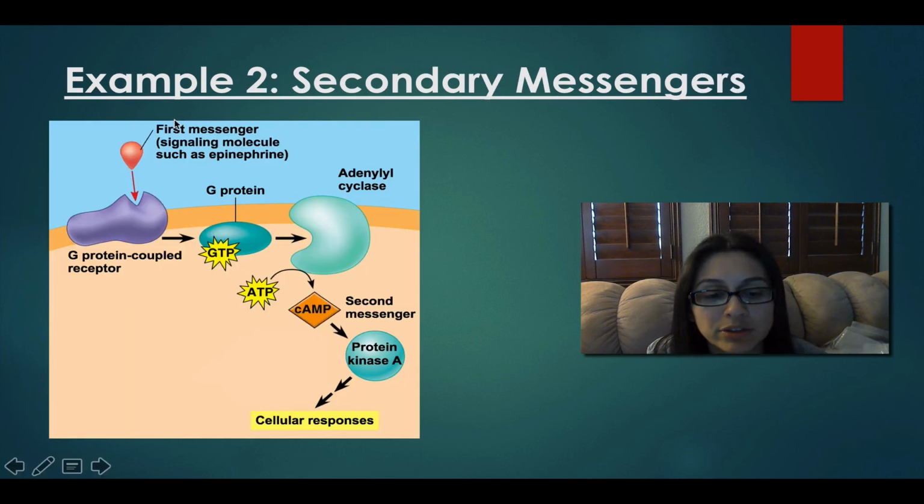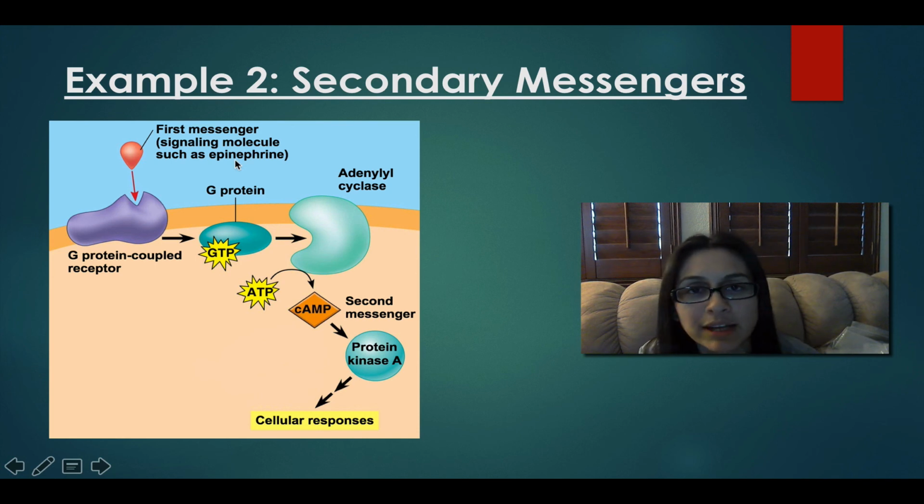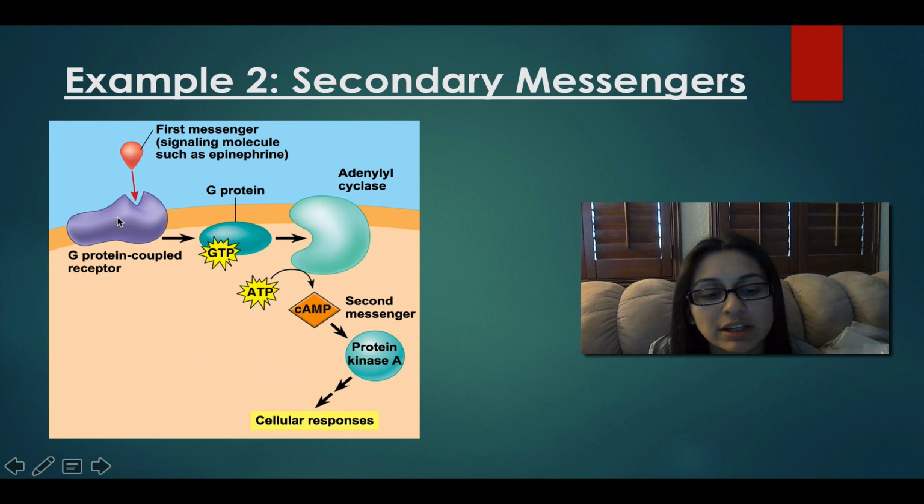So secondary messengers, we're going to use a G-protein coupled receptor here. So here's a G-protein coupled receptor. A ligand binds to it. In this case, we can use a hormone such as epinephrine. Epinephrine is also known as adrenaline. It binds to the G-protein coupled receptor.